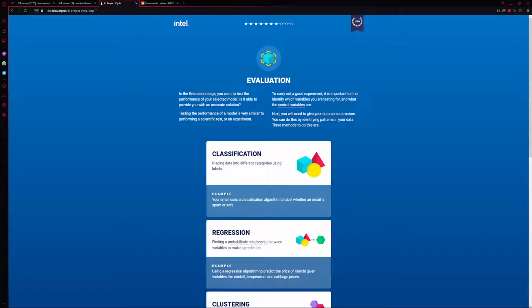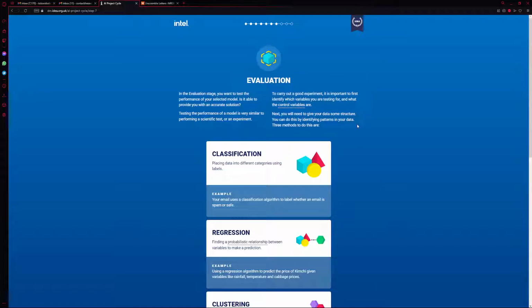Evaluation. In the evaluation stage, you want to test the performance of your selected model. Is it able to provide you with an accurate solution? Testing the performance of a model is very similar to performing a scientific test or an experiment. To carry out a good experiment, it is important to first identify which variables you are testing for and what the control variables are, the variables that remain consistent between tests.